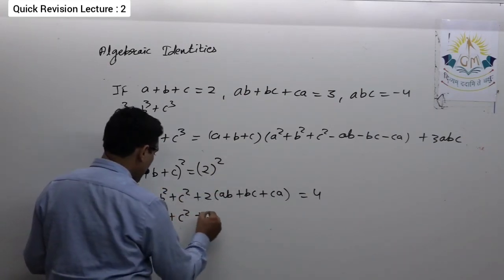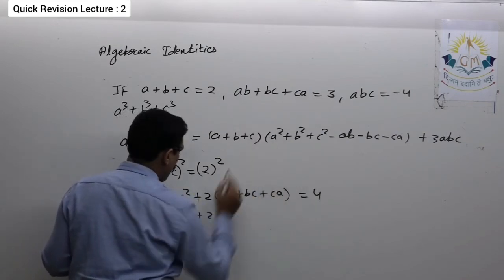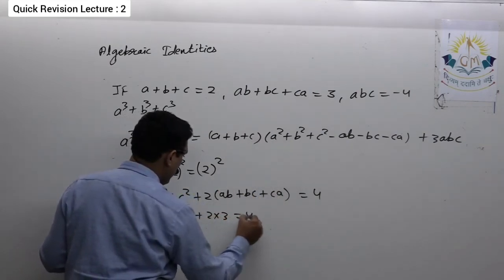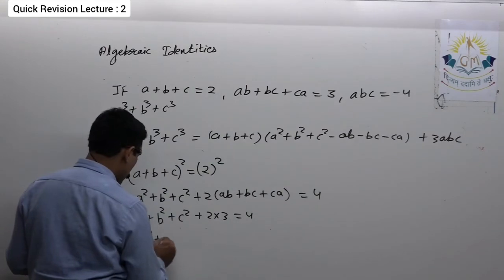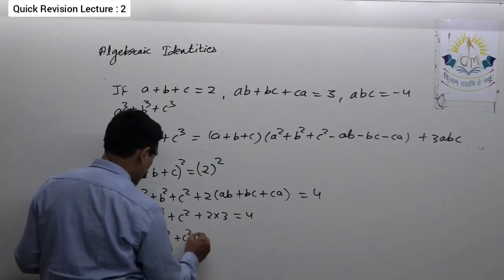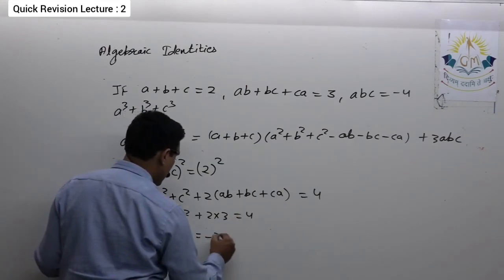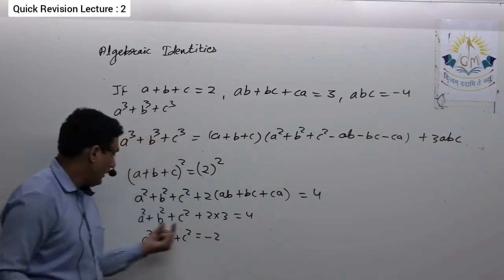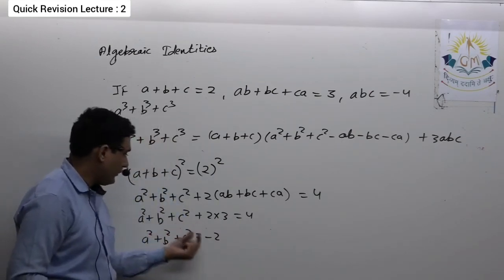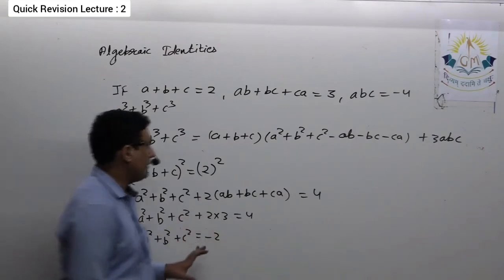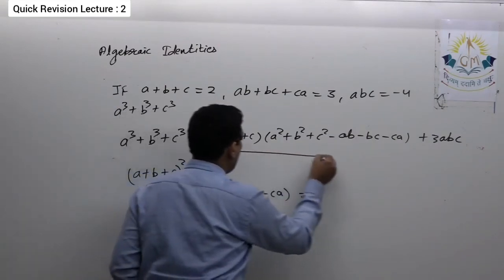Okay, plus 2. Now AB plus BC plus CA is 3. So 2 into 3 is equal to 4. So A square plus B square plus C square is equal to 4 minus 6, that is minus 2. So I got the value of A square plus B square plus C square, that is 4 minus 6, minus 2. Now I will put the values over here.